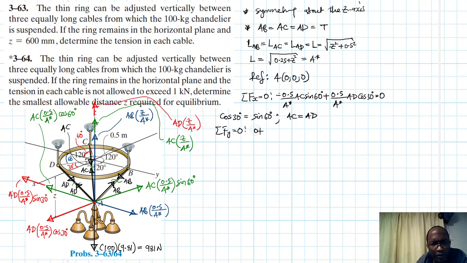So 0.5 divided by A star AB, minus 0.5 divided by A star AC cos 60, minus 0.5 divided by A star AD sine 30 equal to 0. Okay, so we know that AC is just equal to AD.